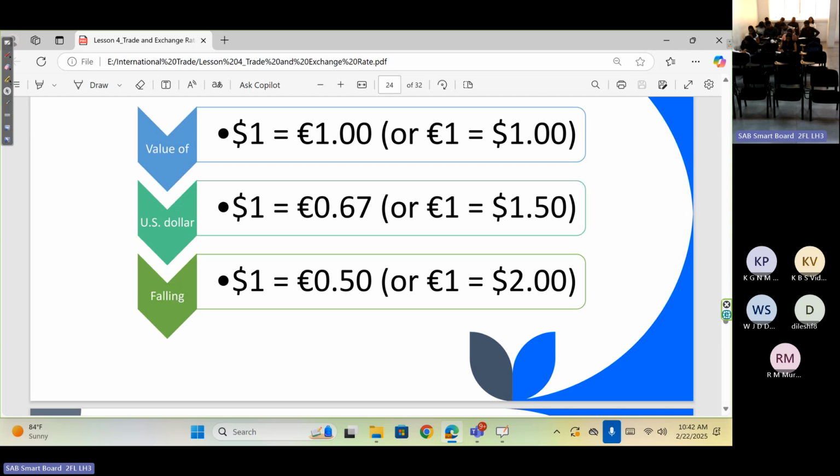Now look at this board. Look at this screen. Tell me which currency is strengthening and which currency is weakening. Write this down in the book.